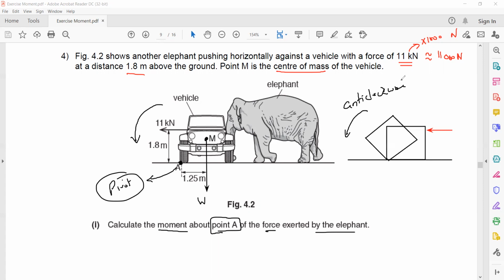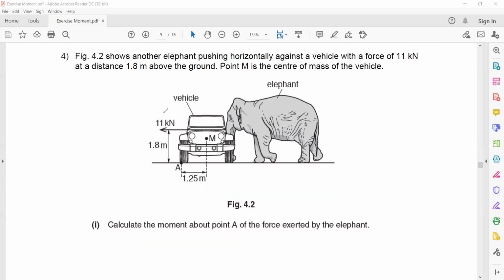So they're asking to calculate the moment about point A of the force exerted by the elephant. So we want to calculate the moment, the turning effect caused by the elephant. We know moment is equal to force multiplied by the perpendicular distance from the pivot. So when we use the values, the force exerted by the elephant is 11 kilonewton or 11,000 Newton. And what about the distance from the pivot? Because A is the point of rotation, the perpendicular distance between the force and the pivot is 1.8.